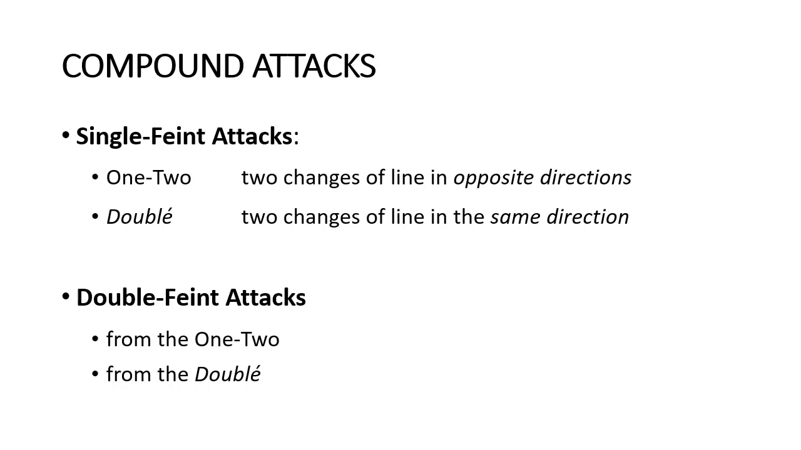Compound attacks include single feint attacks, in which a feint is followed by the final thrust to hit the target. There are two types of single feint attacks: the 1-2, which involves two changes of line in opposite directions, and the double, which involves two changes of line in the same direction. Double feint attacks can then be built by adding an additional disengage or contra-disengage after the 1-2 or the double.